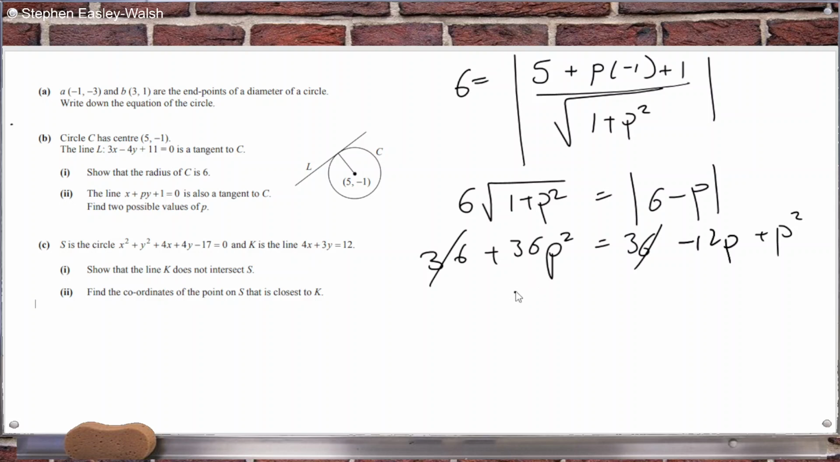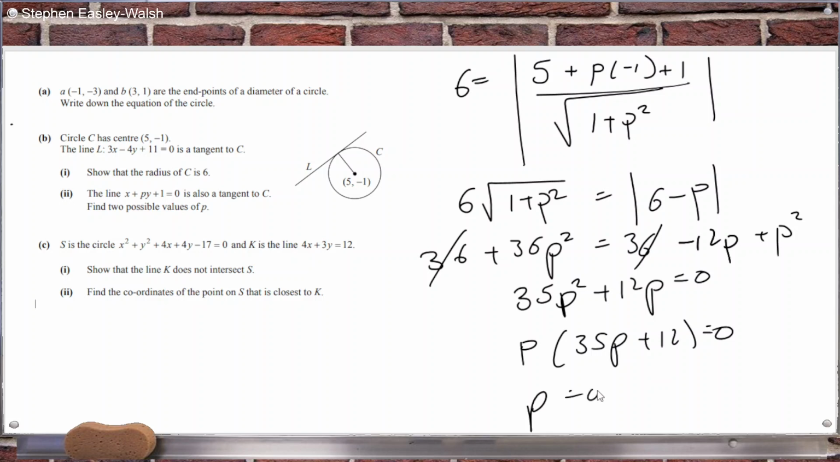So 35p squared plus 12p. Oh no, I must have done something wrong here. This seems terrible. P times (35p plus 12) equals 0. P is 0 or minus 12 over 35. No, that can't be it. It's never usually this messy.